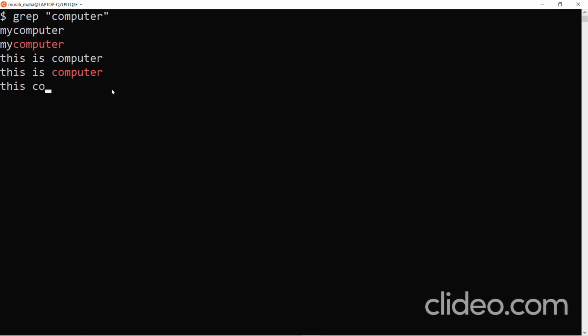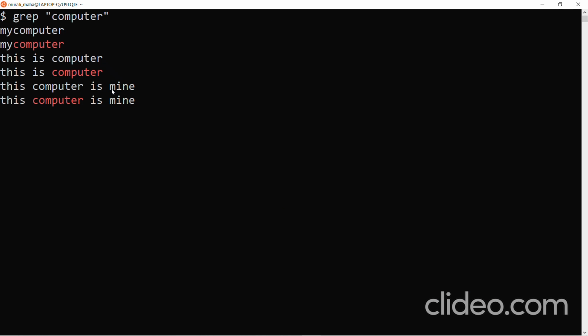Next, there is an option called the -x option. What is the significance of the -x option? Let me tell you. grep, I want to look for something like computer. Then I am giving my computer, or this is computer. Wherever the word computer is there, it displays that line. This computer is mine. Fine. If computer is there in that line, it matches.